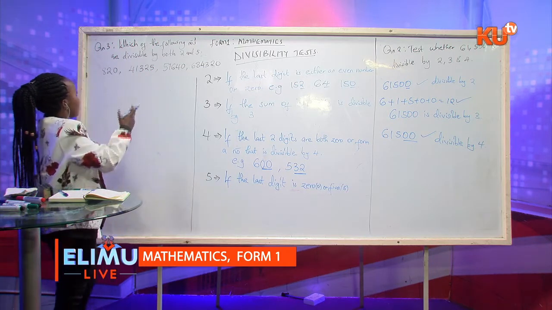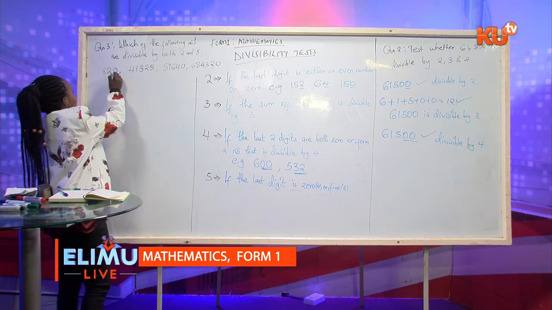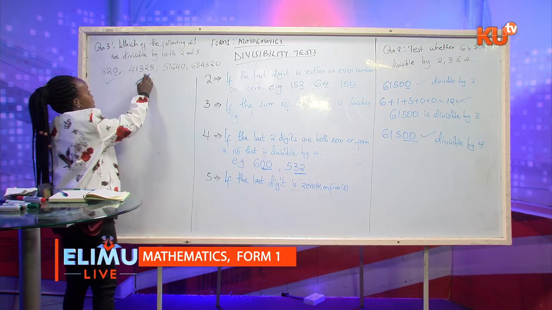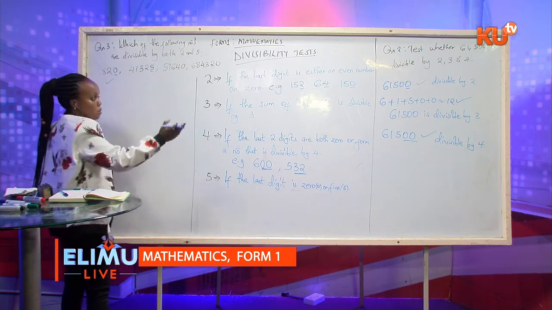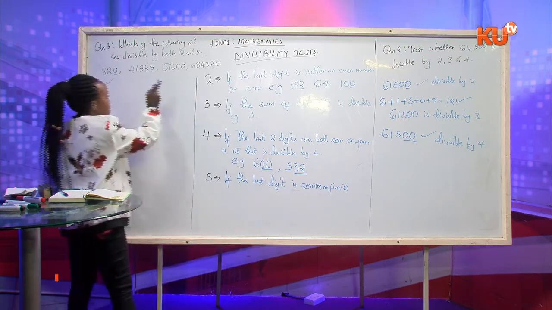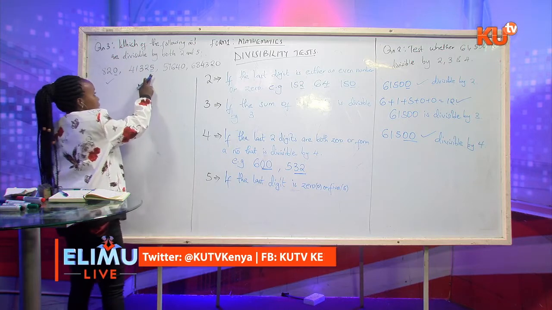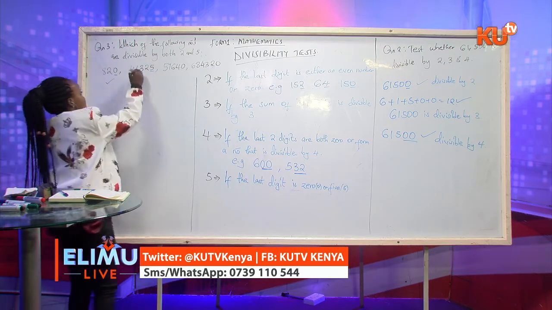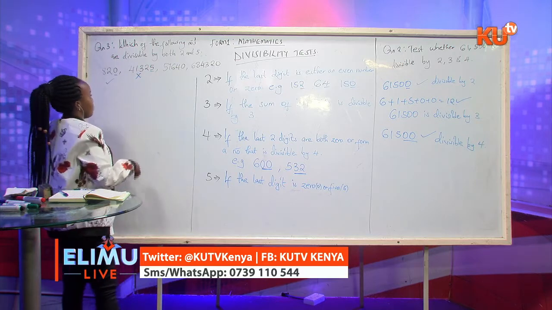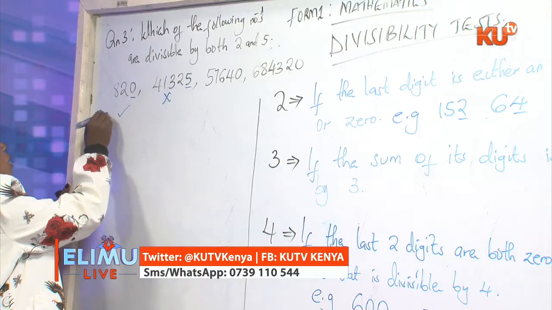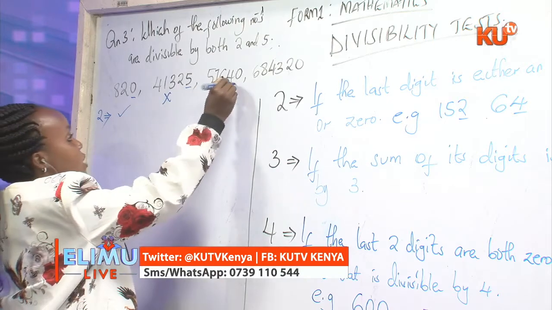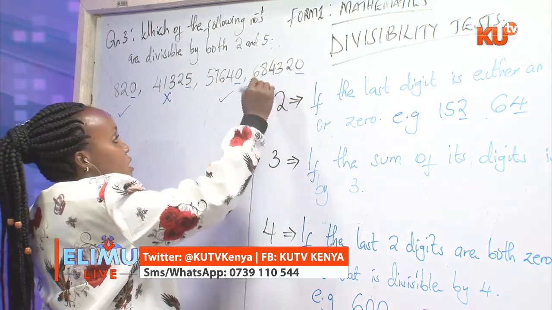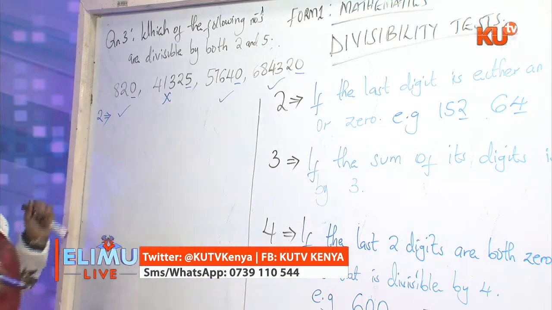We can say divisibility test for 2. The last digit is 0, meaning this one is divisible by 2. The last digit is 5. A number is divisible by 2 if the last digit is either an even number or 0. As you can see, 5 is not an even number. 5 is an odd number. Therefore, this number is not divisible by 2. So this is for 2. This one, the last digit is 0, meaning it is divisible by 2. And this one also, the last digit is 0, meaning it is divisible by 2.